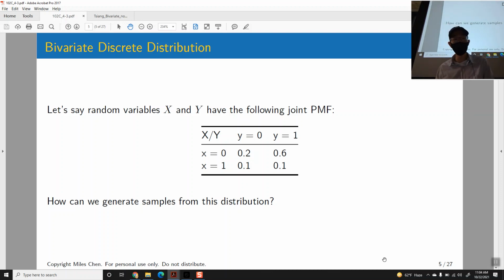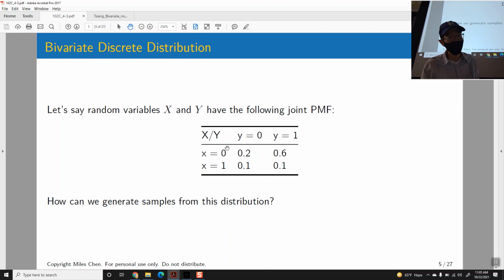Variables x and y are not independent in that if x equals 0, y is much more likely to be 1 than it is to be 0, right? So if x equals 0, y is 1 with probability 0.6, and y is 0 with probability 0.2. Whereas if x is 1, y is 0 with probability 0.1 and y is 1 with probability 0.1. So if x equals 1, it's like flipping a fair coin. You have a 10% probability of being 0 for y, 10% probability of being 1 for y.